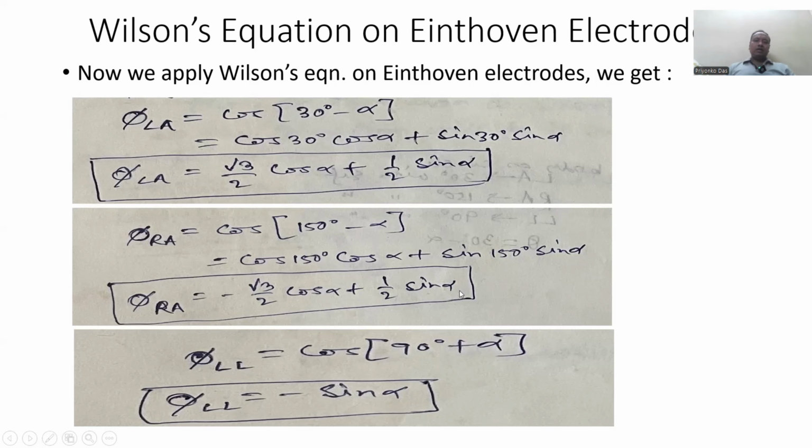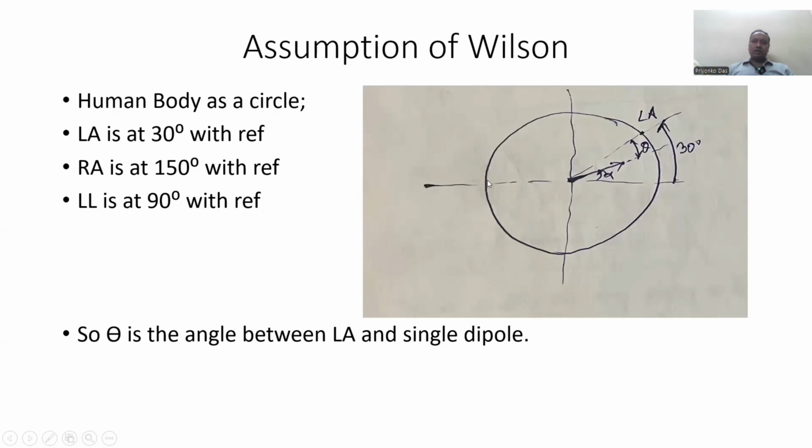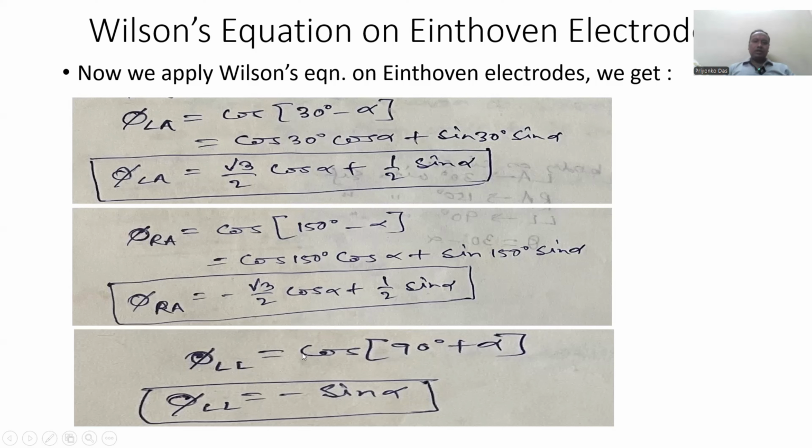Similarly, if we consider phi LL, that means the potential at the left leg, that would become cos of 90 degree plus alpha. How does it become that? Similarly, we will calculate this value from here. If it is alpha, the left leg position is at 90 degree, so 90 degree plus alpha. So phi LL is equal to cos of 90 degree plus alpha, which becomes minus sin alpha.